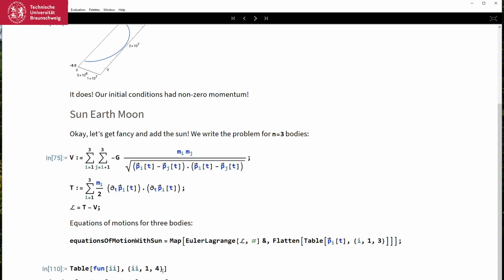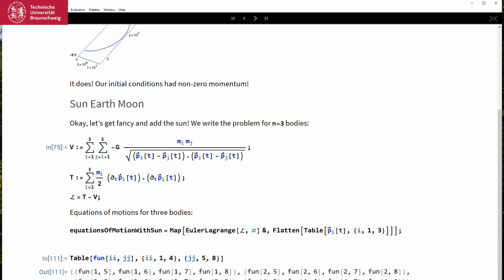So there are a few more possibilities. You see that you can also, for example, define jj, so you define more, 5 to 8. Yeah, so you now get a list inside lists, because you have two indices here, and if you want to have this flat, then again you use Flatten.